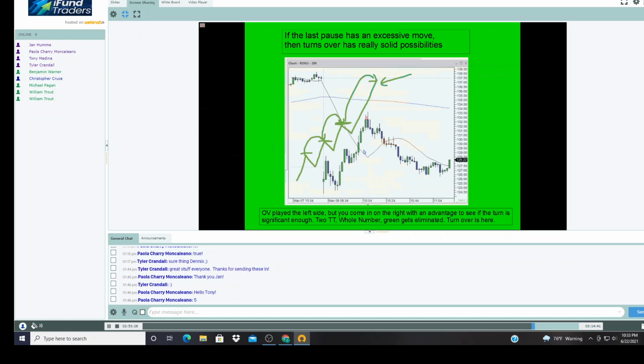So you have the advantage. You see it, right? The turnover is here when you see all these signals, right? 2 topping tails, whole numbers. Green gets eliminated. The bearish 180, halfway, 50%. It goes 50 to 60%, goes over. Could short this. If you weren't going long, the trend changes and then you short.